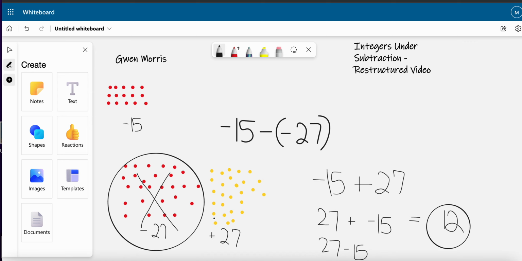1, 2, 3, 4, 5, 6, 11, 12, 13, 14, 15. 15 here. Get rid of those. We're going to have 12 remaining as we get rid of these. So we're basically finding inverses to create 0 pairs, so we're able to make this problem a little simpler.